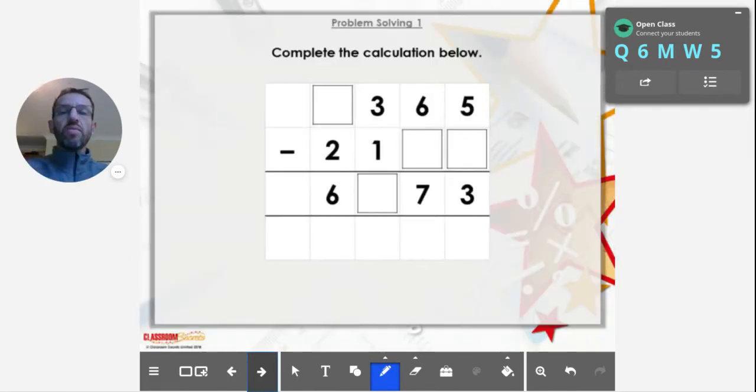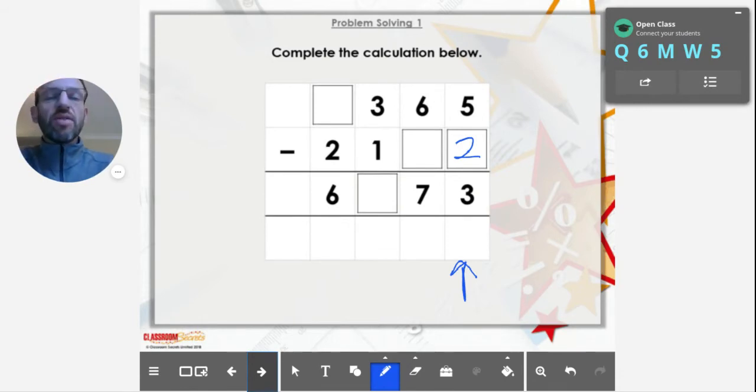And here is more. Here's a little puzzle and a problem. They're not asking you the answer to the sum. In fact, they haven't even given you the sum. They want you to complete the calculation. So you've got to think and think again. Some of it's easy, some of it isn't. I can see straight away in the ones, this is straightforward. 5 take away something equals 3. I know that's 2, because I know 2 add 3 equals 5.